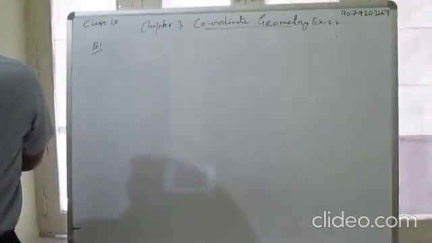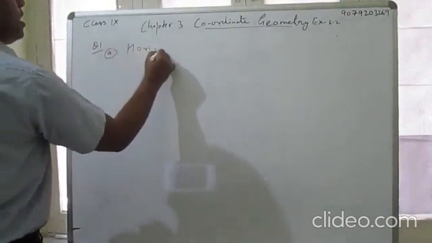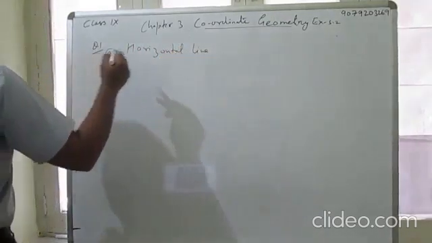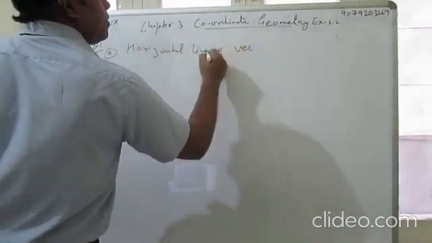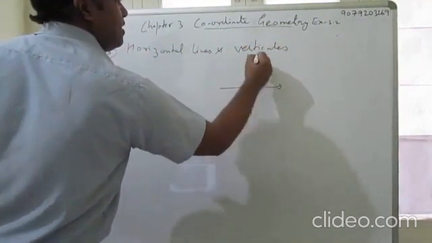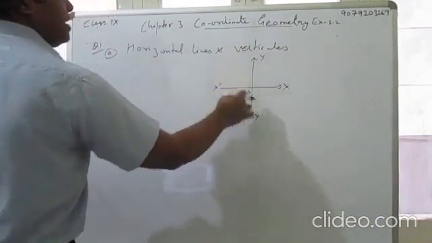Write the answer of each of the following. Your first question is, what is the name of the horizontal and vertical lines drawn to determine the position of a point in the Cartesian plane? So the first part is horizontal lines and vertical lines. These are the horizontal line and vertical line.